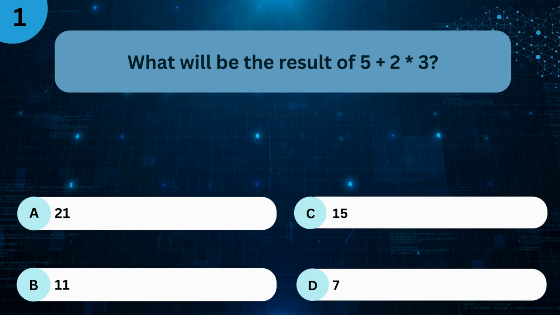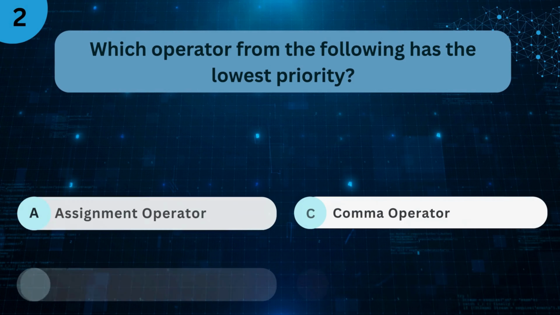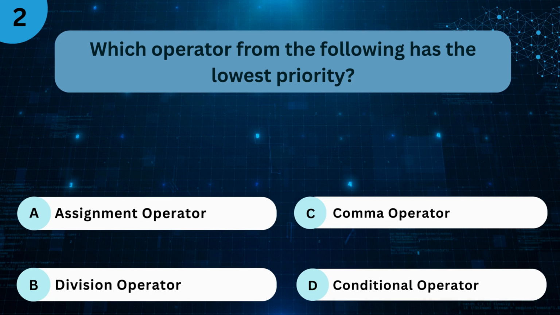What will be the result of 5 + 2 * 3? A. 21. B. 11. C. 15. D. 7. The right answer is B. 11. Which operator from the following has the lowest priority?